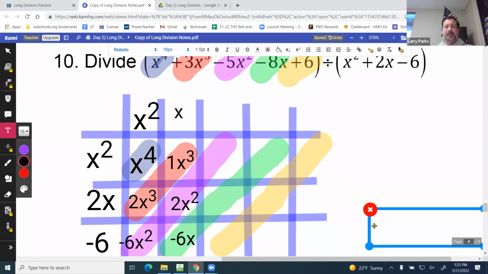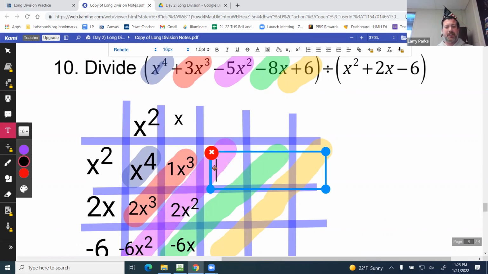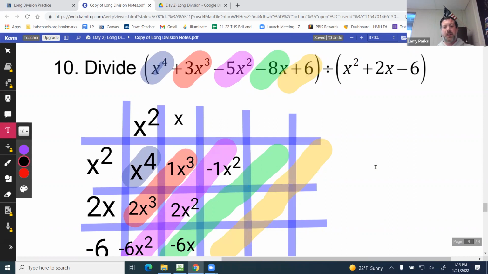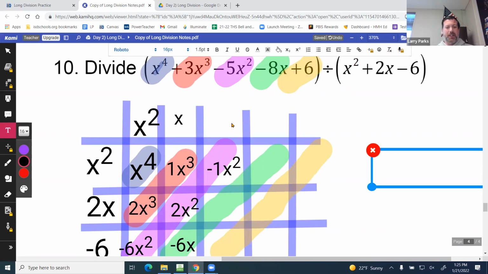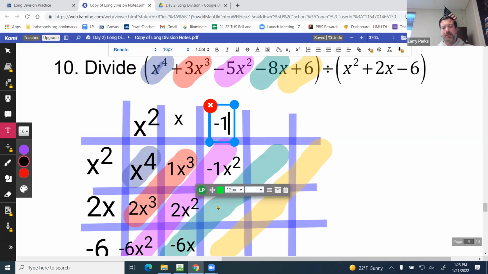All right, now let's look at the x squared. We got negative 5. We have negative 6 plus 2 is negative 4. We want one more negative to get to negative 5. So this is going to be a negative 1x squared. X squared times what's negative 1x squared? That'd be minus 1. So I take minus 1 times x squared to get minus 1x squared. Minus 1 times 2x, I get negative 2x.